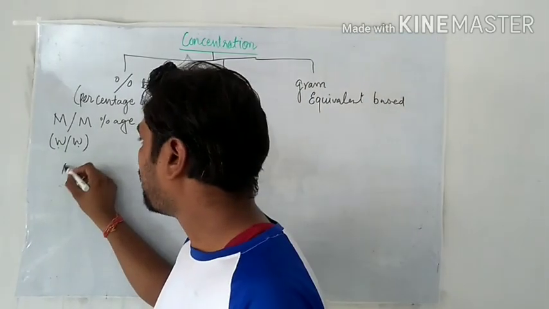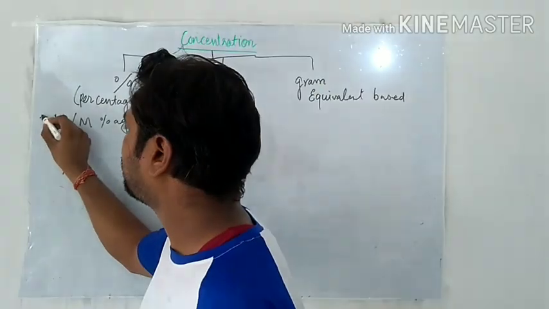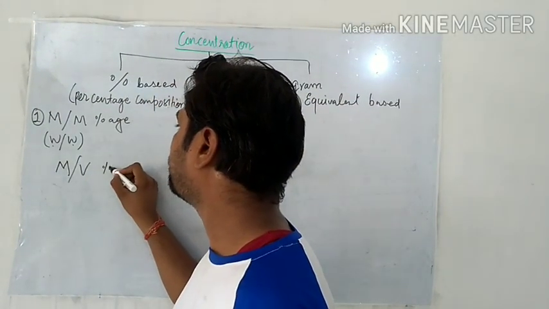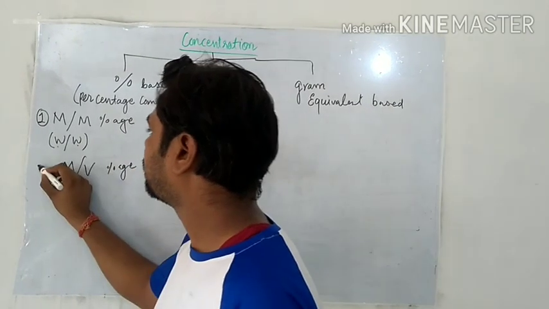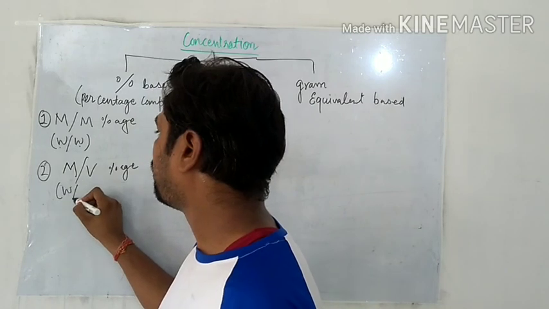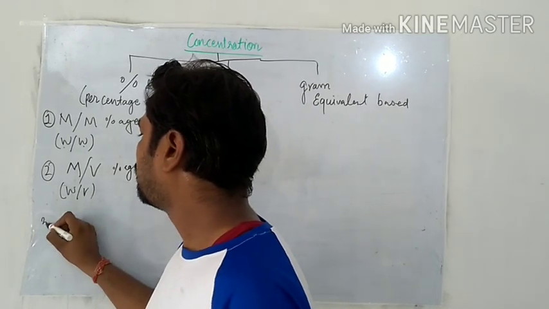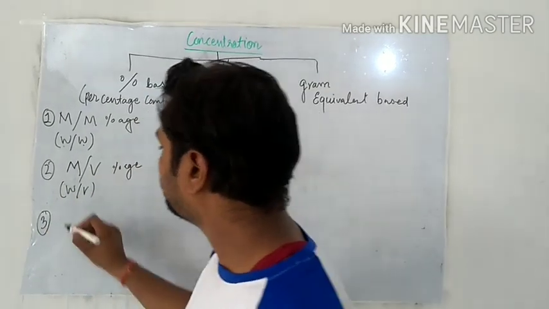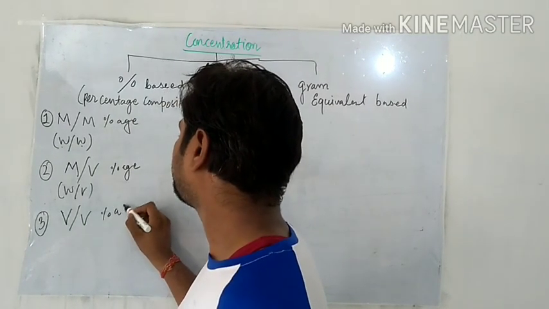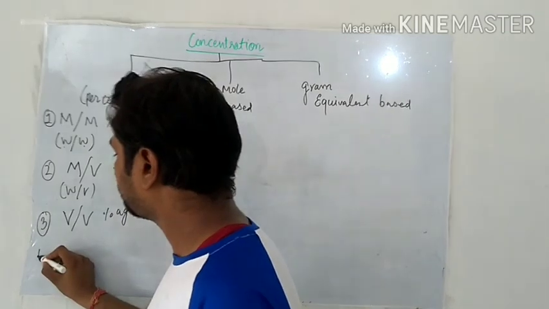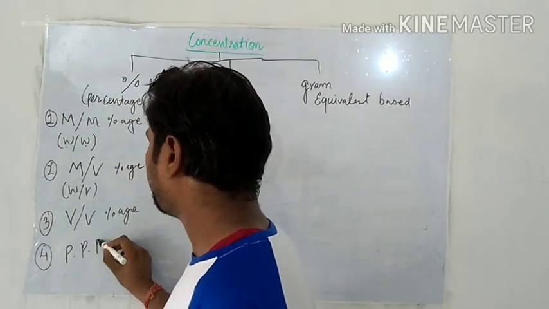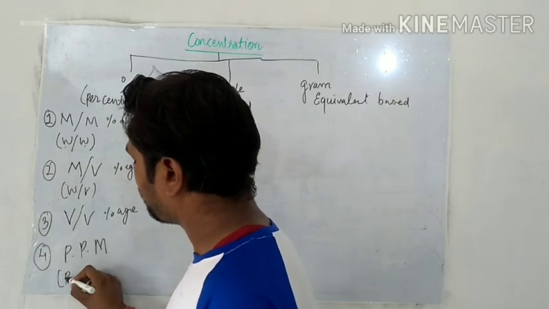Another type is mass by volume percentage, M by V percentage, also known as weight by volume. Third type is volume by volume percentage. And the fourth type is ppm, which refers to parts per million.